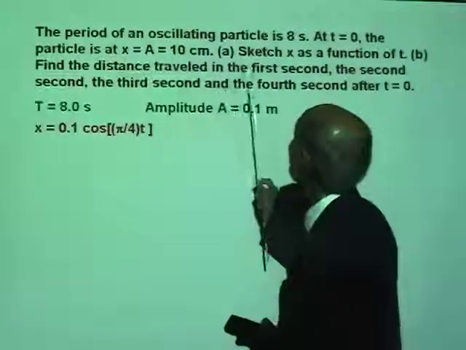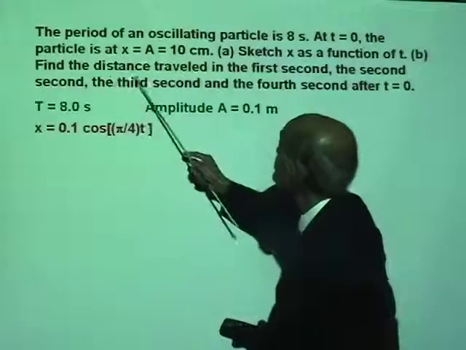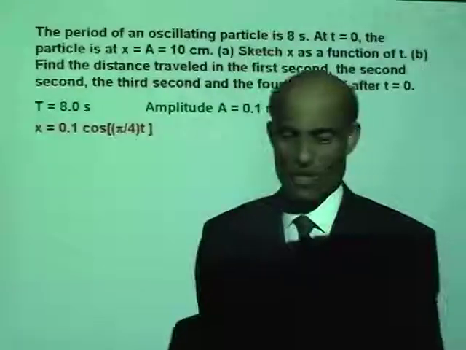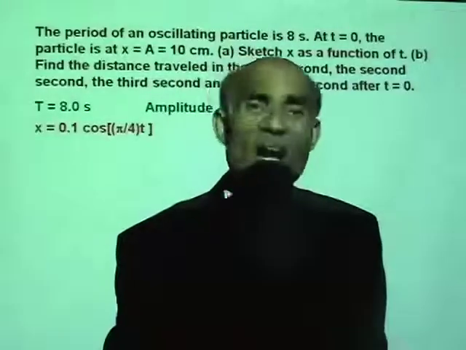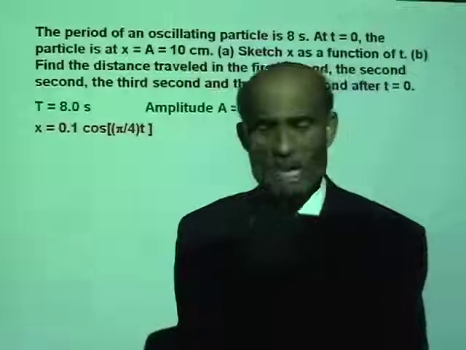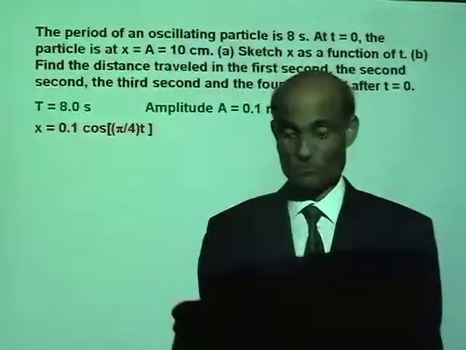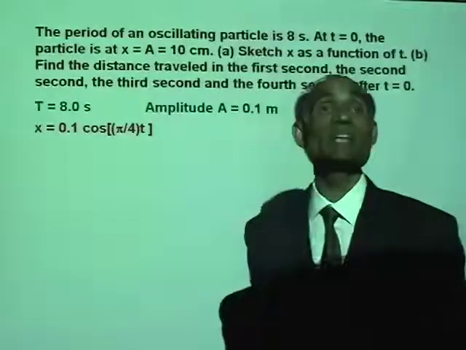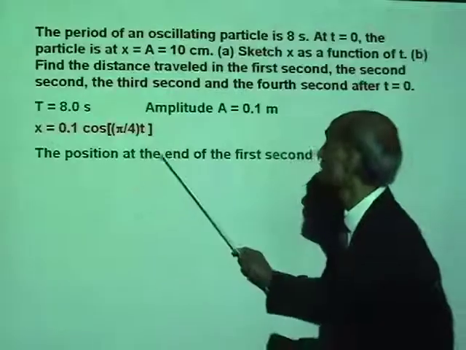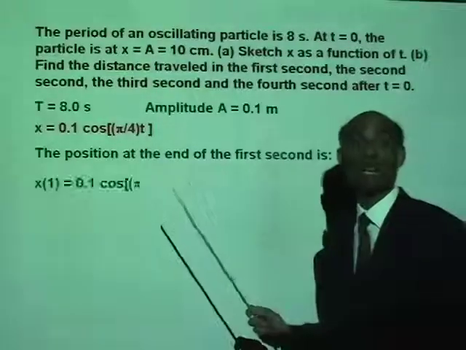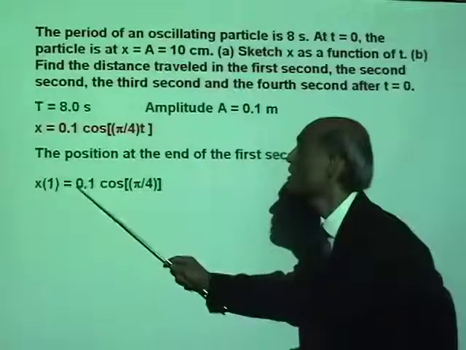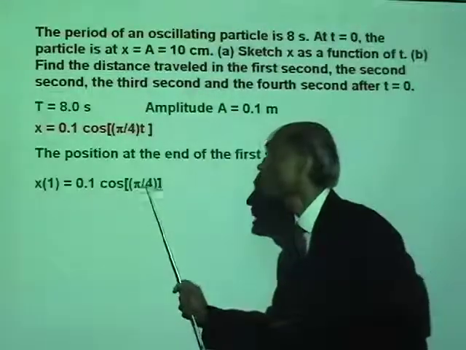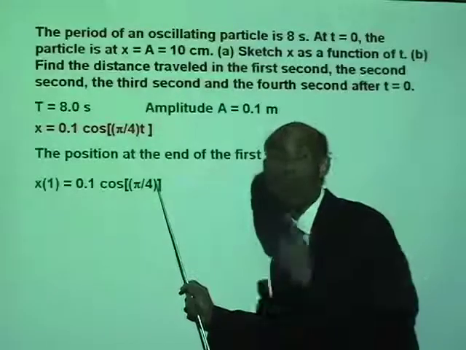Now what do we need to do now? We need to find the distance traveled in the first second. How do you calculate the distance traveled in the first second? Well, we need to find the position when t equal to 1. The position at the end of the first second is x of 1 equal to 0.1 cos pi by 4, because pi by 4 t is 1.